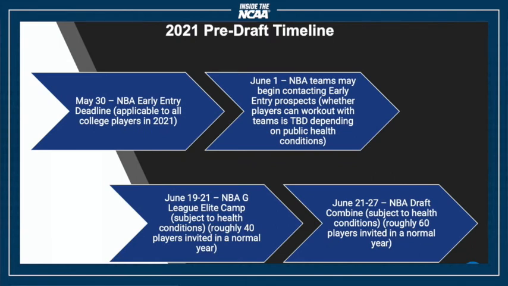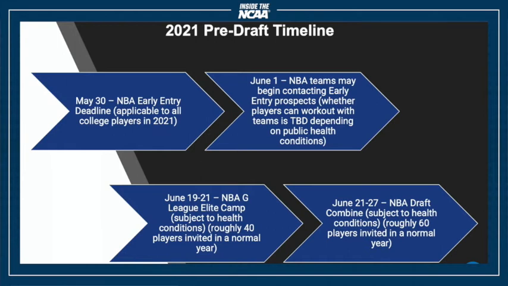If health conditions allow, players may be able to work out with NBA teams in person. In a normal year, those workouts are more frequent than they'll likely be this year, again, due to the health conditions. After that, the big events during the pre-draft process, of course, are the combine and the G League Elite Camp.